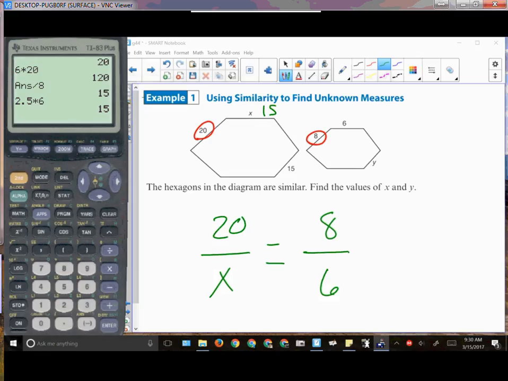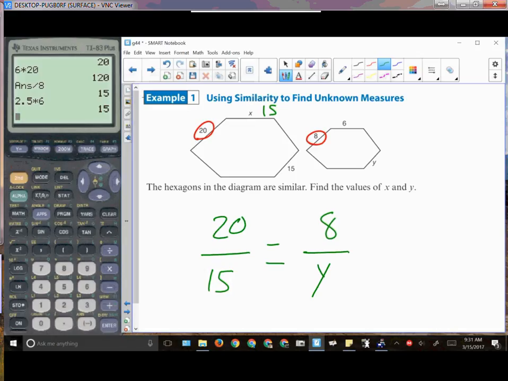Would it work the other way around if I wanted to find y? Would I be able to say, hey, 20 and 15 go together here, y goes in over here? So does that mean I take 8 times 15 divided by 20? For those of you paying attention, following along, and pretending you're interested. 8 times 15 divided by 20, and I get 6.